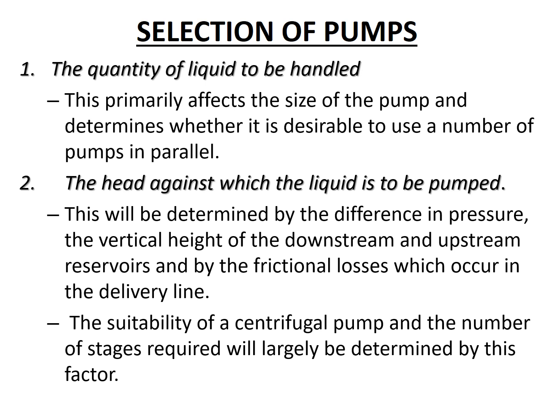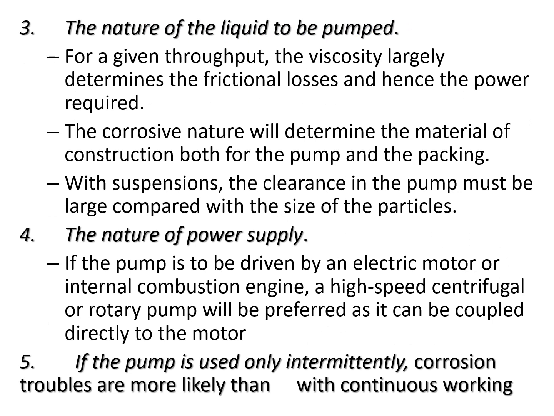Now come to the selection of pumps. What are the things to be considered before we select a pump? So first one is quantity of liquid to be handled. Second one is head against which the liquid is to be pumped. Then nature of the liquid to be pumped, nature of the power supply, and the pump. If the pump is used only intermittently, corrosion troubles are more likely than with continuous working. So these are self-explanatory: all the things we need to consider before selecting a pump.